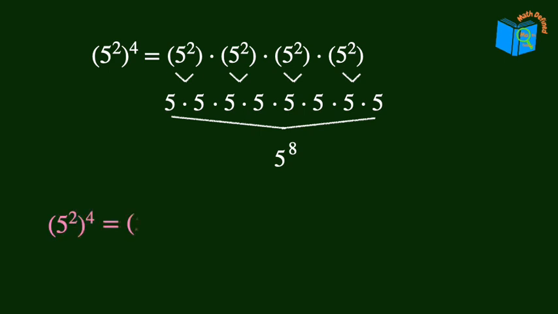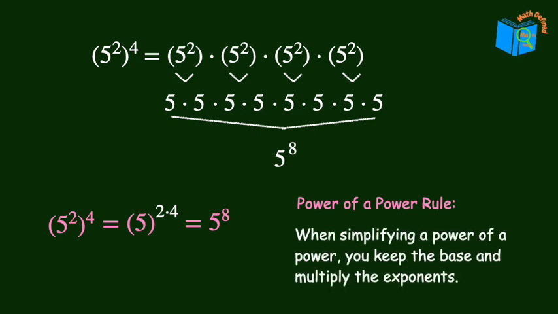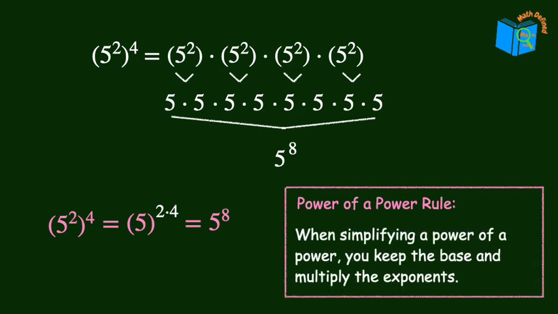If we keep the base of 5, then multiply the exponents, 2 times 4, it will result in 5 to the 8th power. This pattern is called the power of a power rule, which states that when simplifying a power of a power, you keep the base and multiply the exponents.